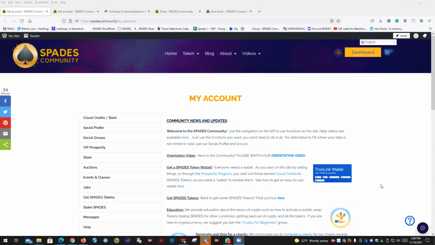Today we're going to show you how to utilize the cloud credits, which can also be used as a global barter credit, and the banking system, plus the SPADES token. How is it that you buy them?